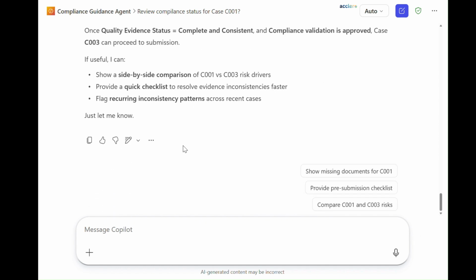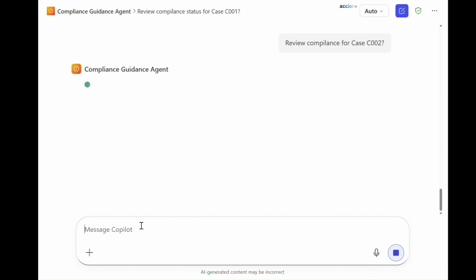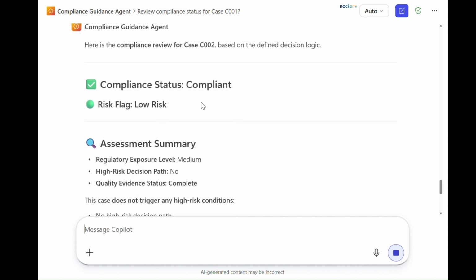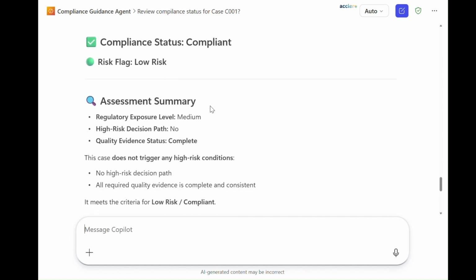Let us give another prompt: review compliance for case 002. The agent confirms that all quality evidence is complete and no risk is present, no risk or low risk. So the case proceeds smoothly to submission.